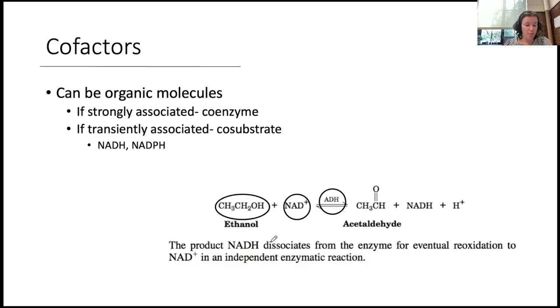So here on the bottom, I'm showing you the reaction performed converting ethanol into acetaldehyde by alcohol dehydrogenase. And you'll see that since the reaction being performed is an oxidation, we need a cofactor, and we'll use this cofactor called NADH that we'll learn about later in this class.